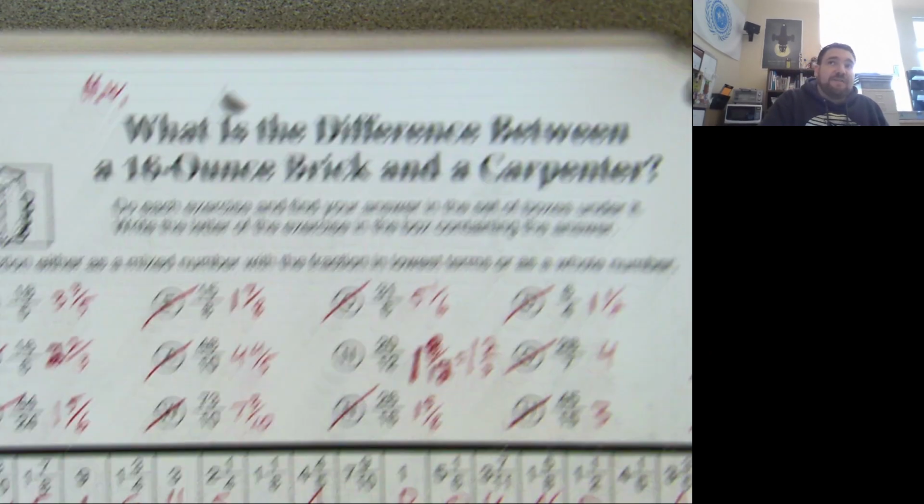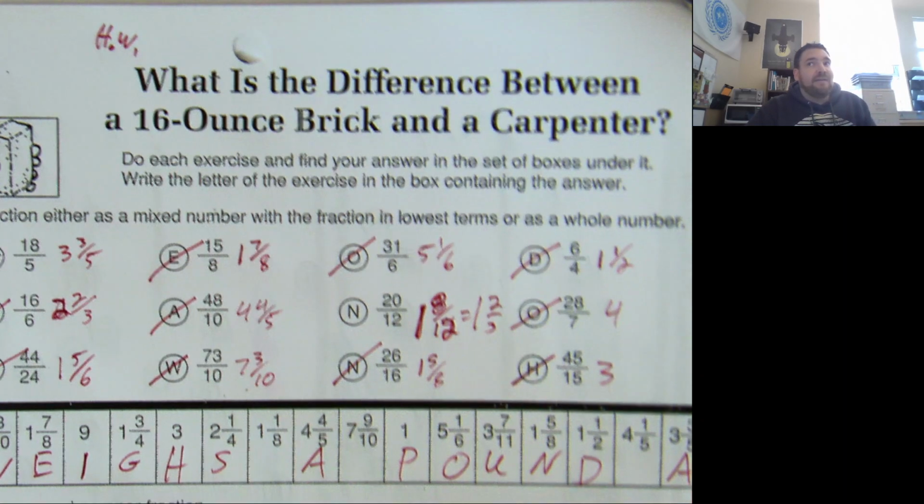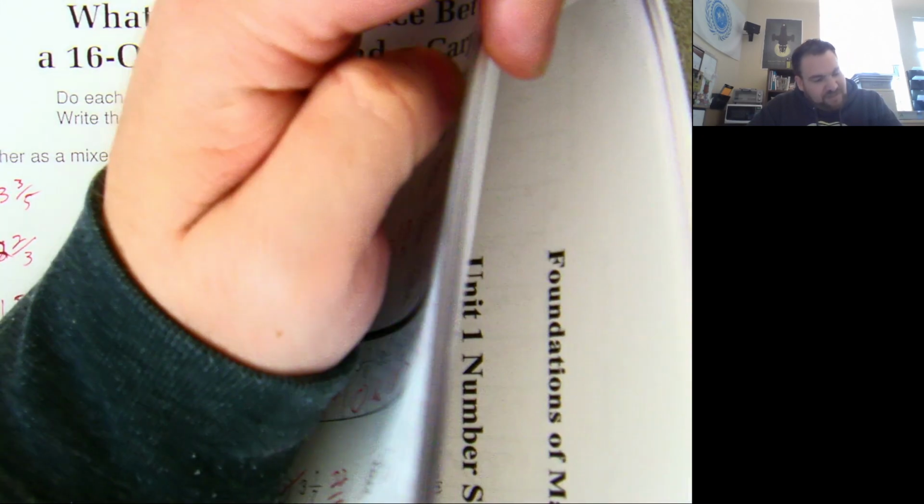Okay. Then the next page was, what is the difference between a 16-ounce brick and a carpenter? Did anyone get it? One weighs a pound and the other pounds away because he's a carpenter. He's a hammer. One weighs a pound, the other pounds away. It's funny.